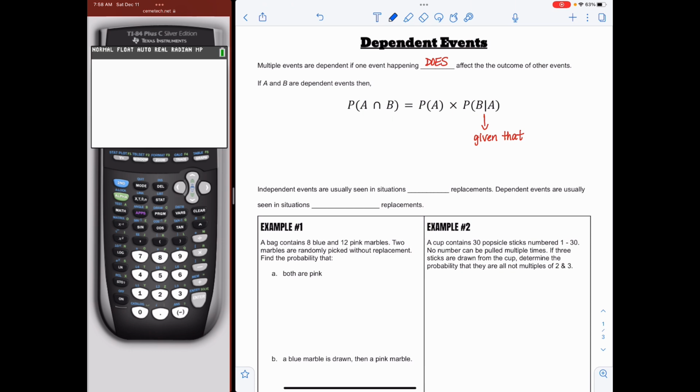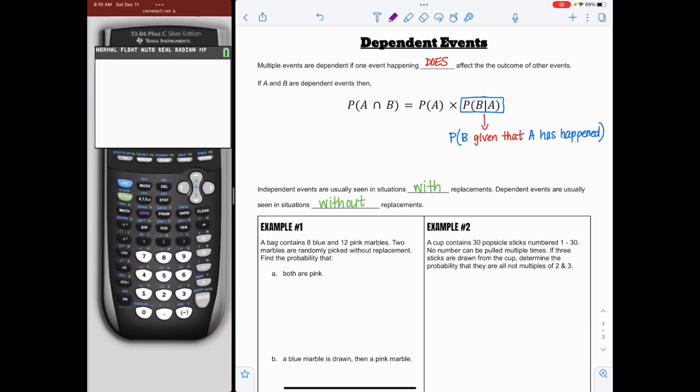And we can actually say that this whole piece here, the probability of B given A, is the probability of B happening given that A has happened or has already happened. All right, so independent events are usually seen in situations with replacements, and dependent events are usually seen in situations without replacements.